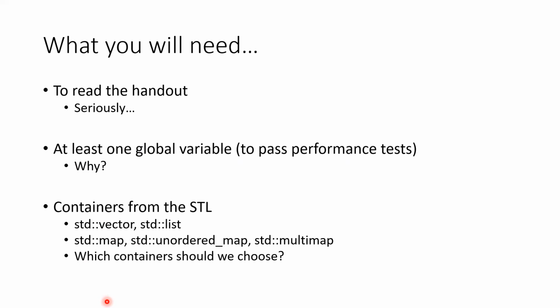So to start with your milestone, the first thing is to read the handout really carefully because it will contain all of the information you need. And you may need at least 1 global variable to pass the performance tests. We believe you will need at least 1 global variable, and if you insist that you don't need it, well, just prove it by passing the performance test. And why is that? Why do we really need a global variable in this case?